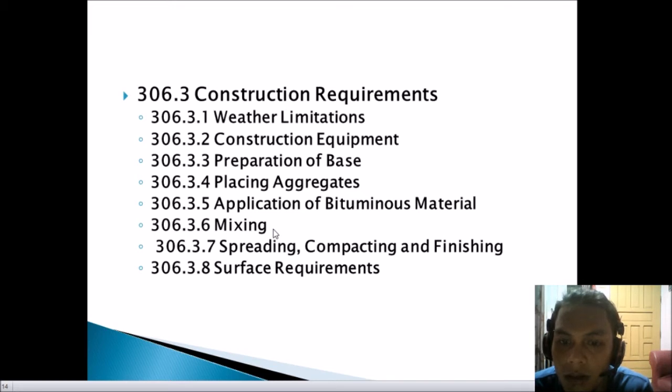So next is 306.3.8, the surface requirement. Surface requirement shall be as specified in subsection 307.3.11, except that the permissible surface variance will be 10 mm in 3 meters, or 3/8 inch in 10 feet.